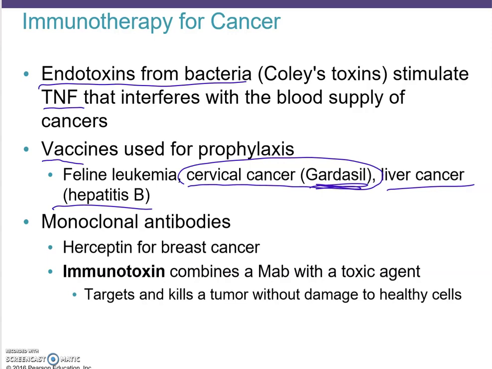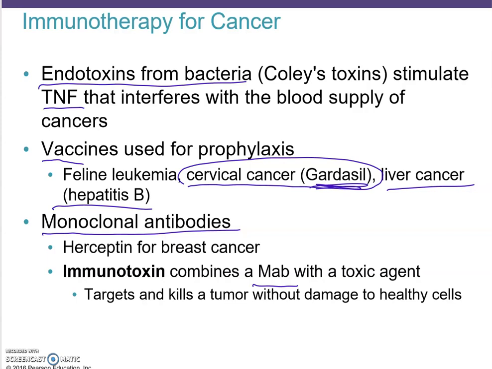Another approach is using monoclonal antibodies that target certain receptors that are found on particular types of cancer. So first you have to type out the cancer and figure out what type of surface receptors the cancer has. And then you can target those surface receptors with the monoclonal antibodies, these MABs. They are linked with toxic agents, and so as soon as the monoclonal antibody has found its target on the cancer cell, then it will drop a toxic bomb on the cancer cells and basically kill the cancer cells.